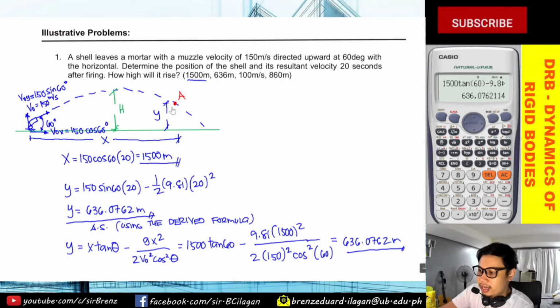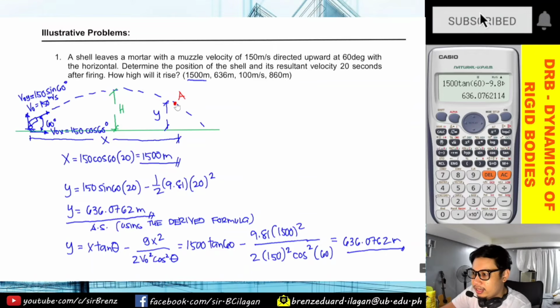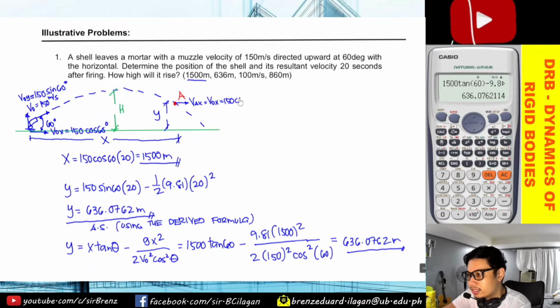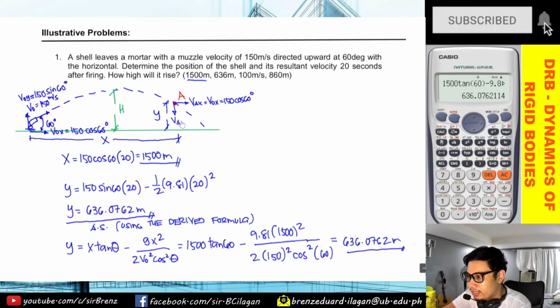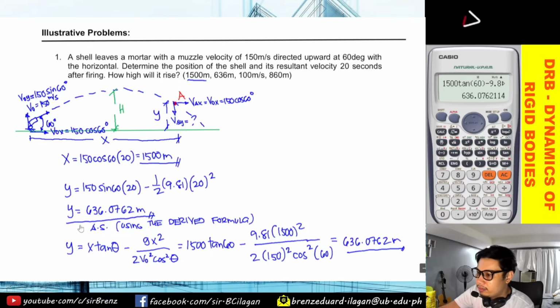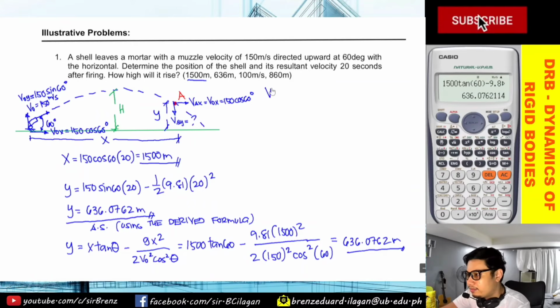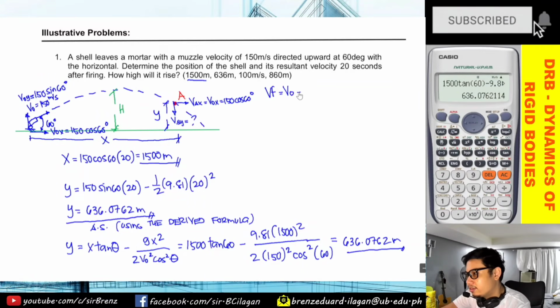Okay, so next, alamin natin yung final velocity niya. So, again, ito kasing velocity mo dito at x direction equals nga lang siya dito sa VOX na 150 cosine 60. So, problema na lang natin is yung y component niya or yung VFY. So, yan yung unknown natin. Okay, so since meron naman tayong value nito, siguro mas maganda if gamitin na lang natin yung VF is equals to VO minus GT. So, since pababa na yan, so ito is minus.